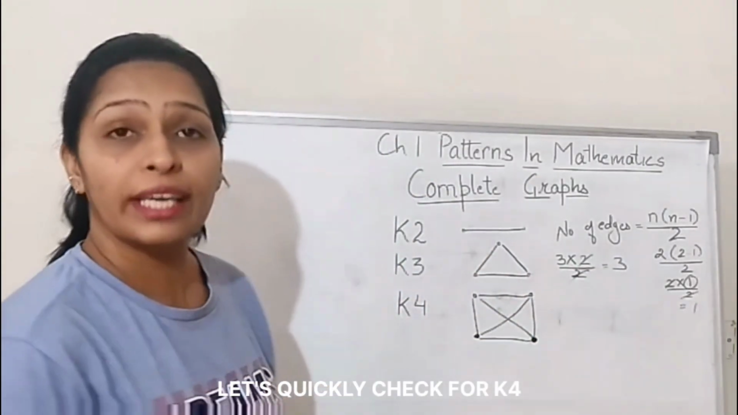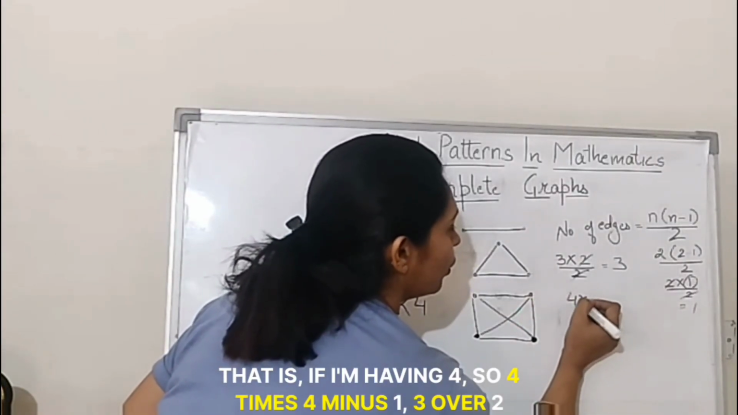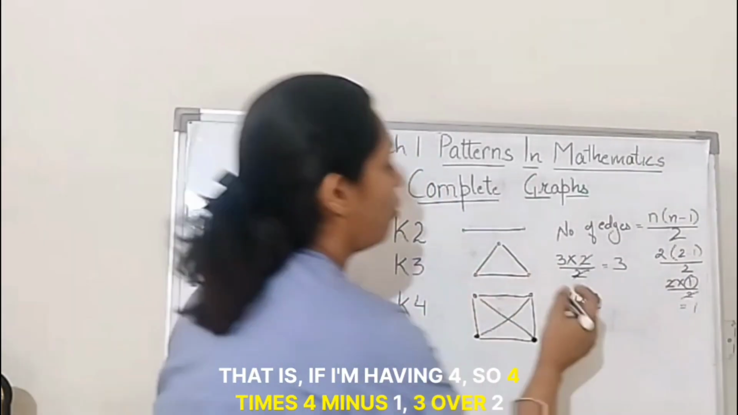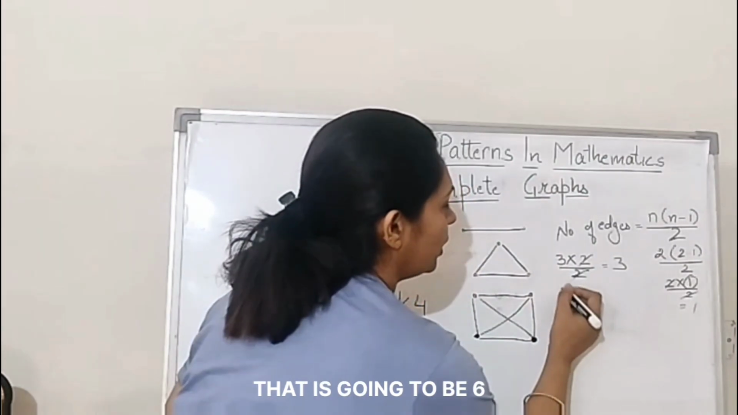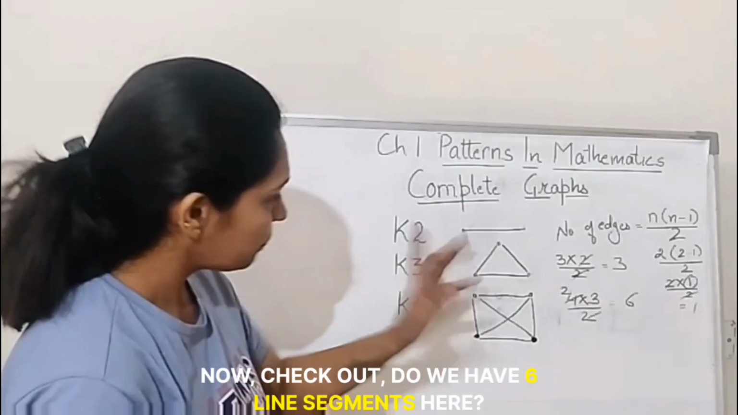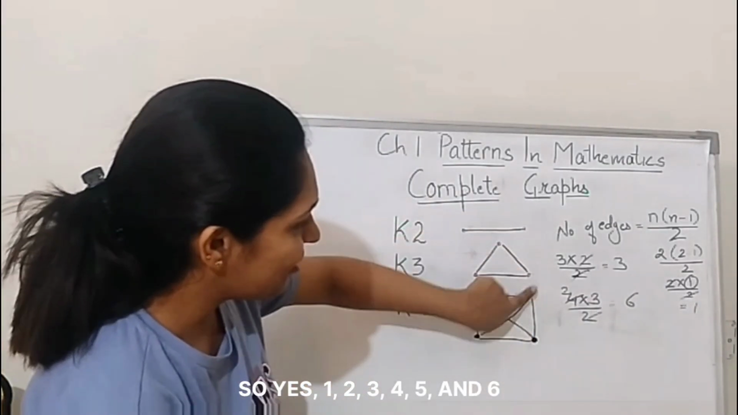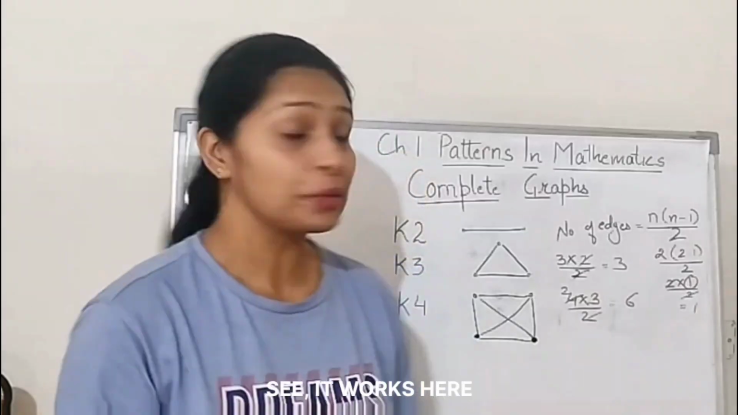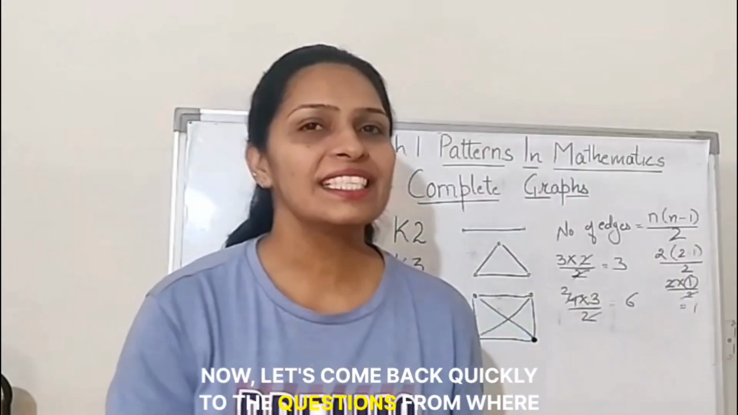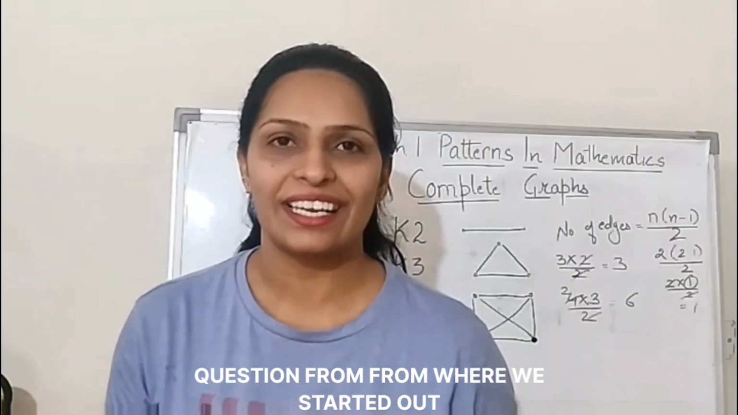Let's quickly check for K4. If I have 4, so 4 into 4 minus 1, that is 3, over 2. That is going to be 6. Now check out, do we have 6 line segments here? So yes: 1, 2, 3, 4, 5 and 6. See, it works here. Now let's quickly come back to the question from where we started.